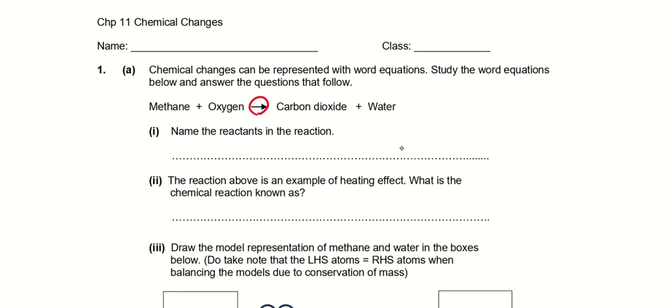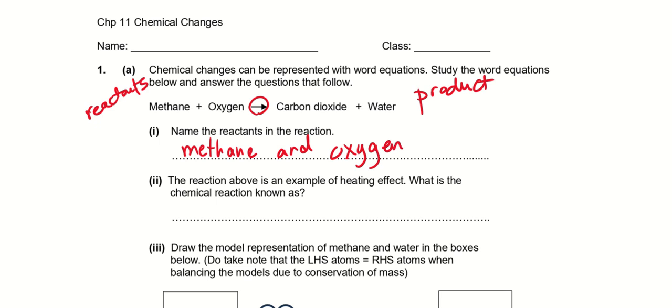So this arrow means that the reactants become the products. On the left hand side will be the reactants, and on the right hand side of the arrow will be the products. So we see that there are actually new products that are formed. When we have new products formed, it's usually a chemical reaction. So they want us to name the reactants. They will be methane and oxygen. So they react to become carbon dioxide and water.